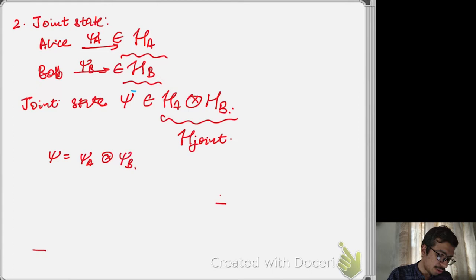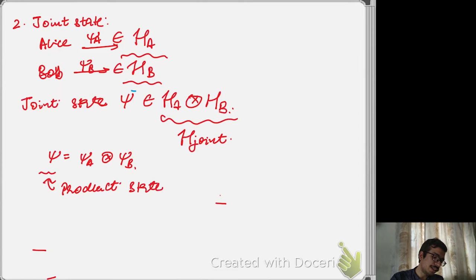So this is assuming that this psi was actually a product state. But for entangled states, we can't do this. We can't write it as psi A tensor psi B. But of course, psi will always lie in HA tensor HB. Okay, and this is also written as H joint.